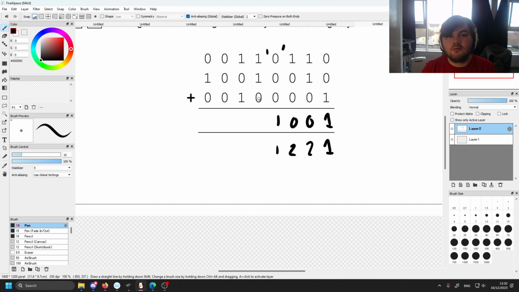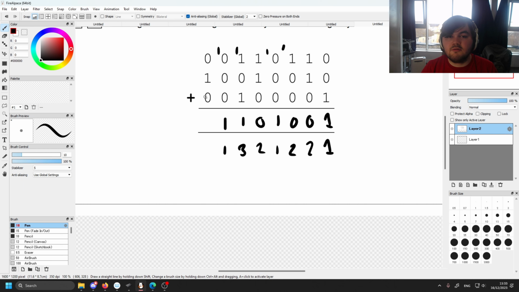For the fifth digit, we write 1 plus 1 plus 0, which is equal to 2, so we write 0 and add a carry bit to the next digit. For the sixth digit, we have 1 plus 0 plus 1 plus the carry bit, which is equal to 3. So what we do is we subtract 2 to get 1, write that down in the column, and then add the carry to the next column along.